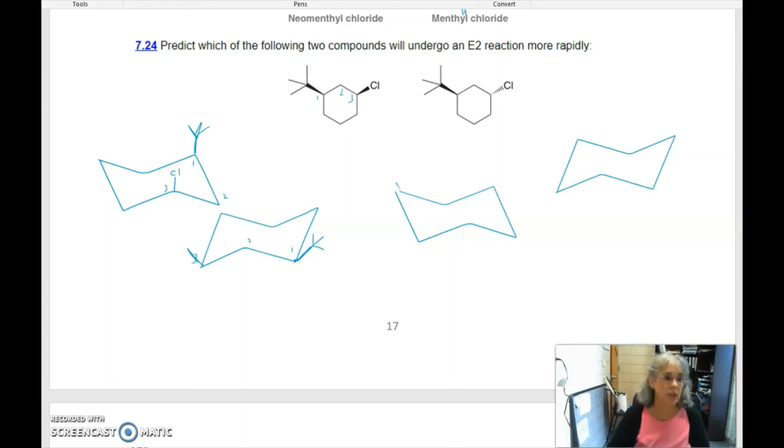So the up position at this carbon is going to be equatorial. Did I say axial? I think I did. Okay. And this is the more favored position. However, this puts that chloride in an equatorial position where it can't react.